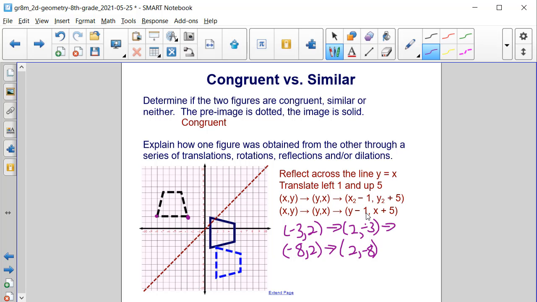And then we are going to the left 1, so we're doing 2 minus 1, which is 1, and -3 plus 5 gives us 2. That does correspond to this point, (1, 2).